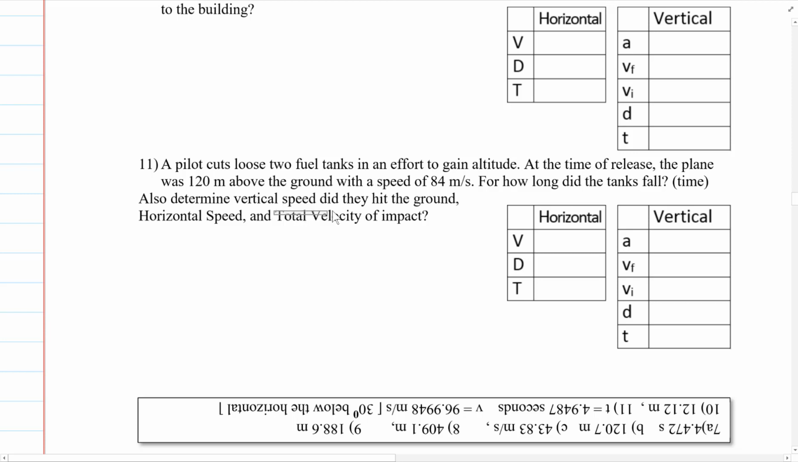What is the total velocity of impact? So it's asking for the total velocity, not just the horizontal, not just the vertical final velocity, but combining them together. That's interesting. So move ahead, keep going, and let's have some physics fun.